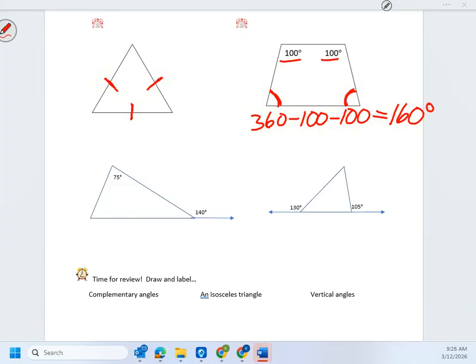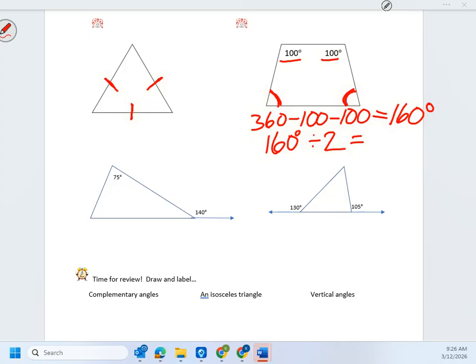And I have 2 congruent angles. That means they have to be the same. What should I do? What do you think, Haley? Take a guess. Not 160 on each side. So 160 has to be split up amongst those 2 angles. So you divide 160 by 2. Why would I divide it by 2? Because I have 2 angles that are the same, they are congruent.